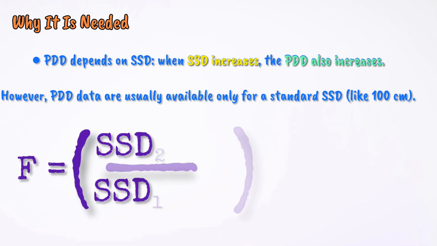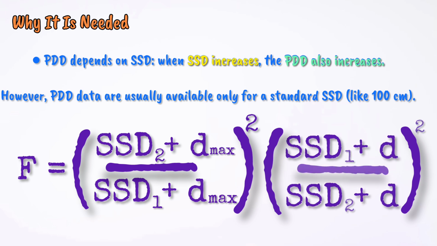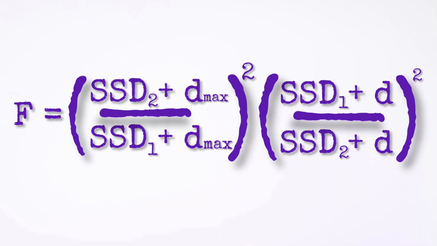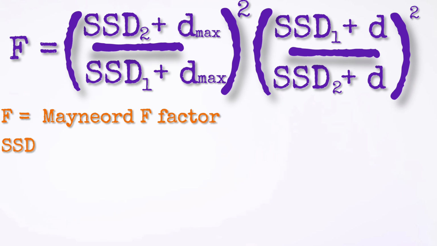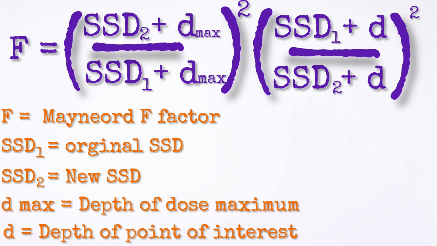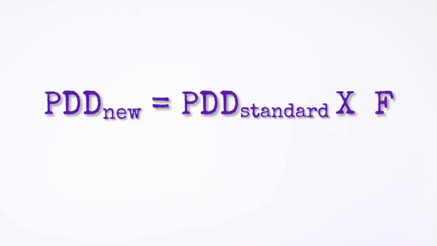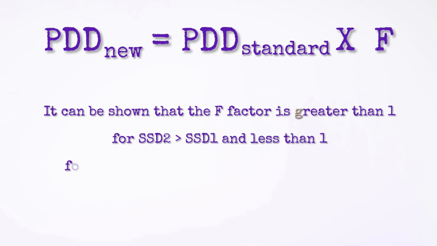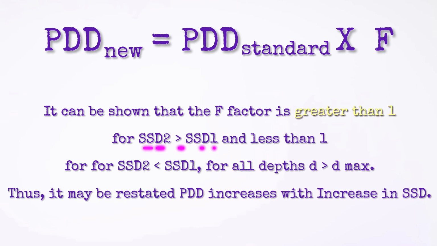Formula to calculate F factor is, in this formula, F is Maynard F factor, SSD1 is original SSD, SSD2 is new SSD, D max is depth of dose maximum and D is dose of point of interest. Also, the formula to calculate new PDD is. It can be shown that the F factor is greater than 1 for SSD2 more than SSD1, and less than 1 for SSD2 less than SSD1, for all depths D more than D max. Thus, it may be restated: PDD increases with increase in SSD.